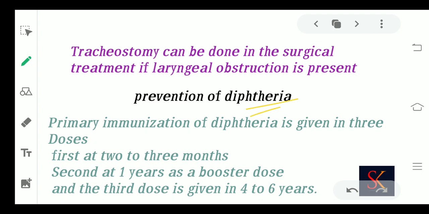Now what are the preventions? How can we prevent diphtheria? The very first thing we can do is wear a mask. That is what we are commonly supposed to do. Do not consume contaminated food and water, as they can be a source too. Other than that, the medicinal measure we have is immunizing yourself with diphtheria vaccines, which are usually given in 3 doses. The first dose is given at about 1 to 3 months of life. The second dose is given at 1 year as a booster dose, and the third dose is given at 4 to 6 years. So this is how the prevention of diphtheria can be done.